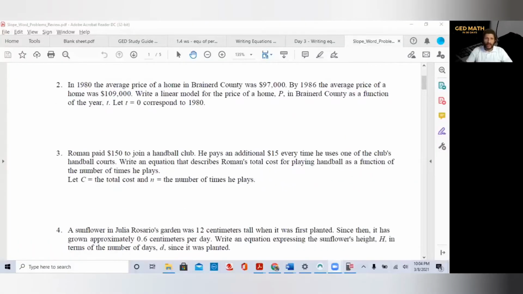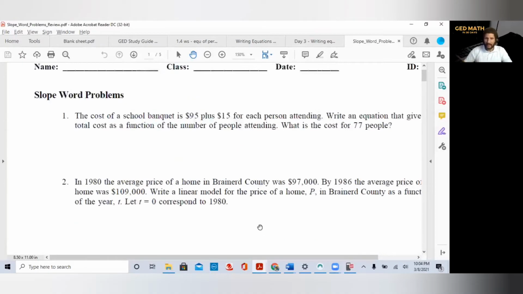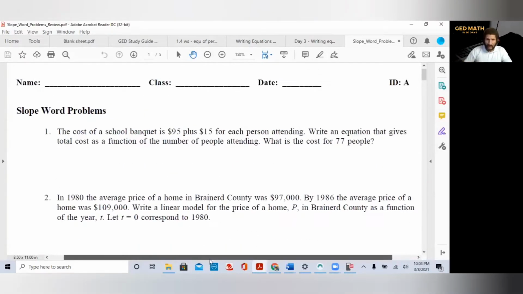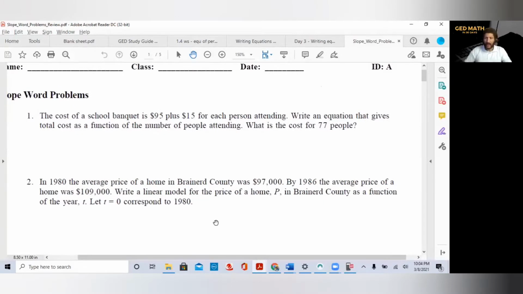So let me share my screen. Okay, so let me make it a little bigger. Let me move it over. Okay, so let's look at this problem.